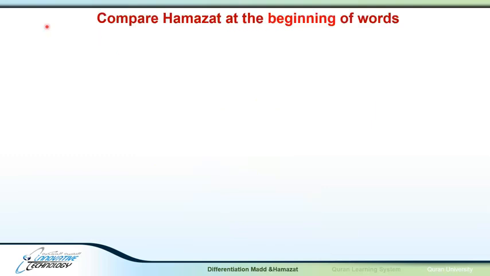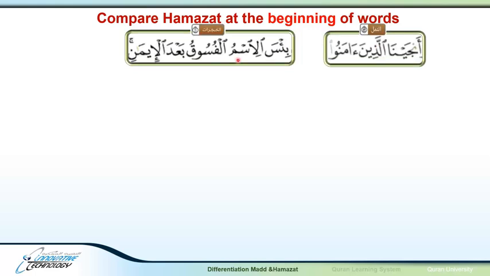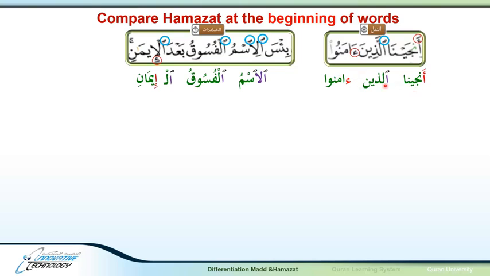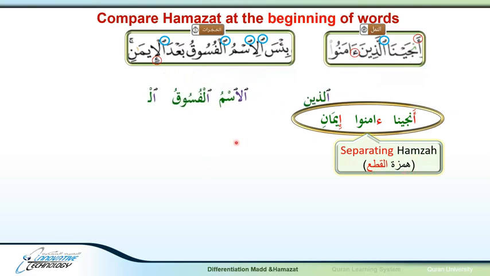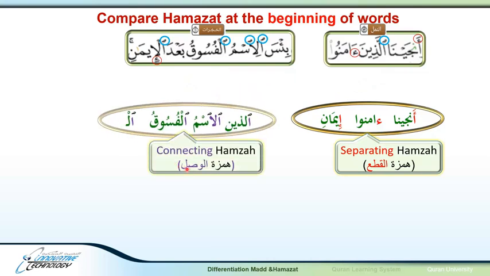Now, let's compare the hamazat at the beginning of the words by looking at the two previous verses that we took as examples earlier in this lesson, and looking at the hamazat that start the beginning of the words. Now we'll find that there are أنجينا الذين آمنوا in the first verse, and الاسم الفسوق الإيمان in the second verse, and we'll pull those that are similar. These hamazat are separating hamza examples, hamzatul qata', while the others, these ones, are examples of connecting hamza, hamzatul wasl.